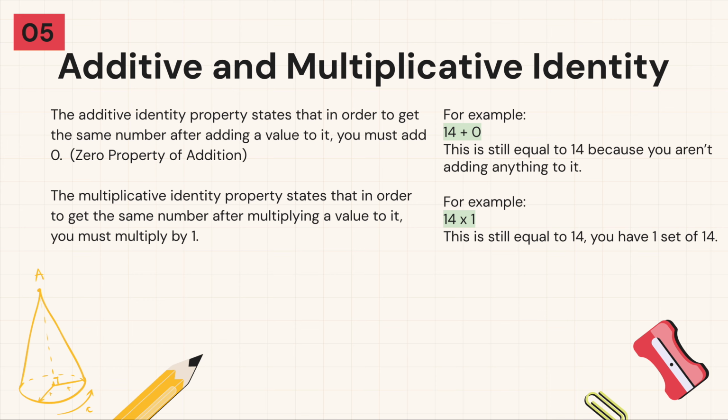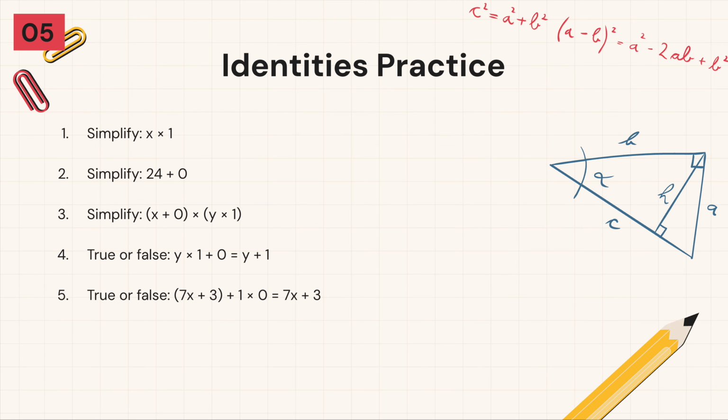So these properties may seem really straightforward and pretty obvious, but it's important that you know the name, that you know what property they're called, so you can apply them in future aspects of algebra, and be able to define and explain what property, what identity you're using. So this is the last practice. Go ahead and do these 5 practice problems, and then I'll go over them once you're done.